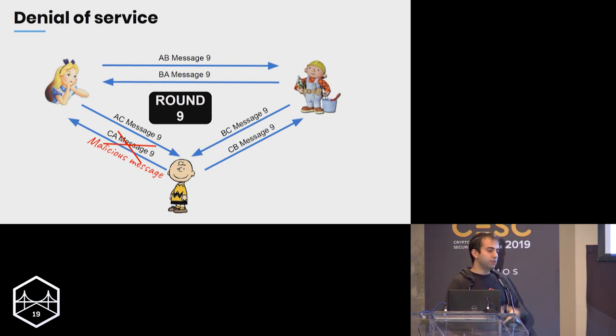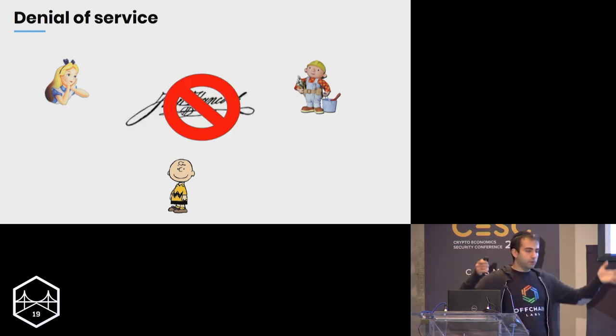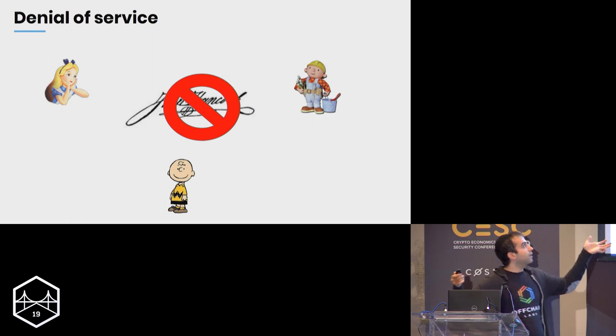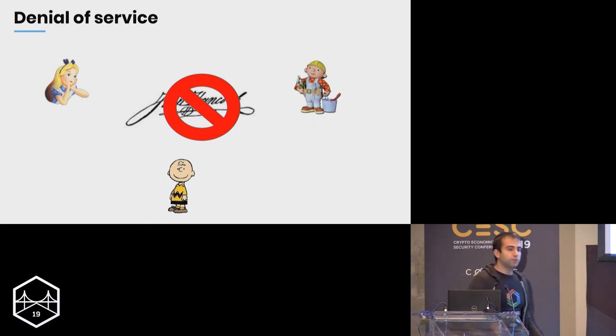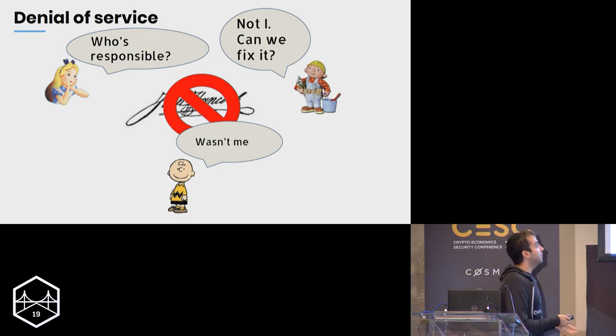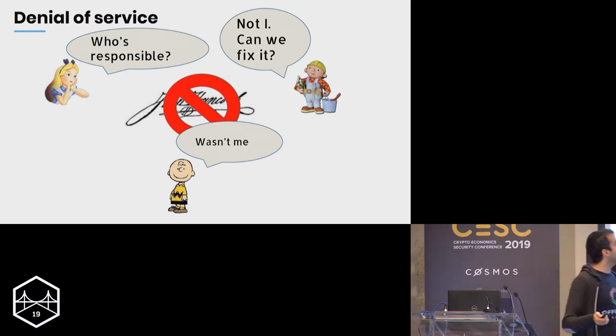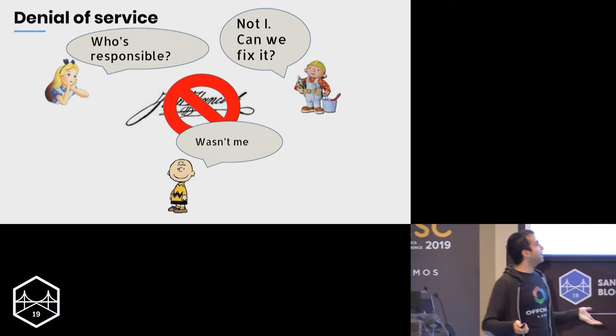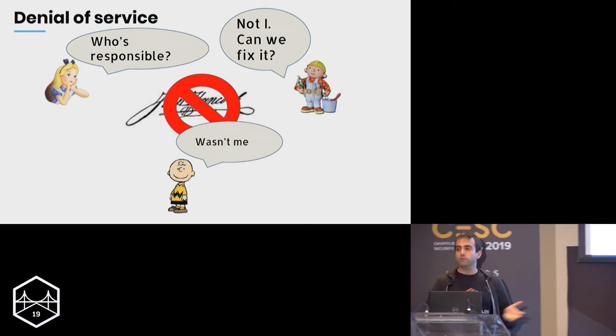All that she knows is she accepts Charlie's message, and then poof, they try to get the signature and say, oh, something went wrong. The signature didn't work. But no one here knows why it didn't work in the current protocols. You can't say, hey, Charlie sent the wrong message, right? Alice says, hey, who's responsible? Why didn't we get a signature? So Bob says, not I, but can we fix it? And Charlie says, no, we can't. It wasn't me either, right? So nobody knows.